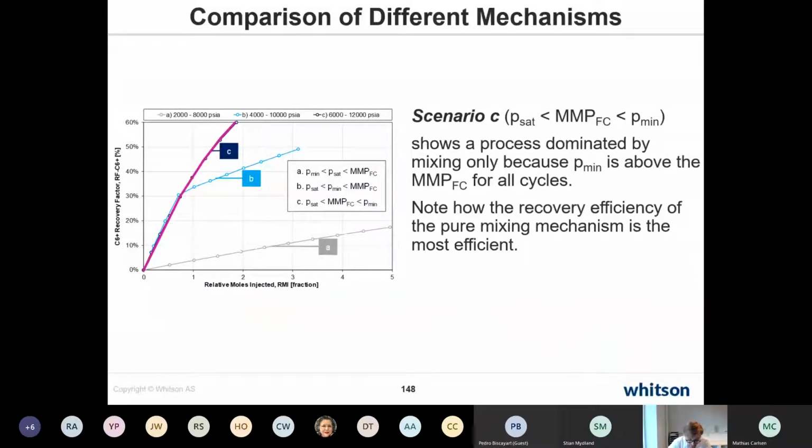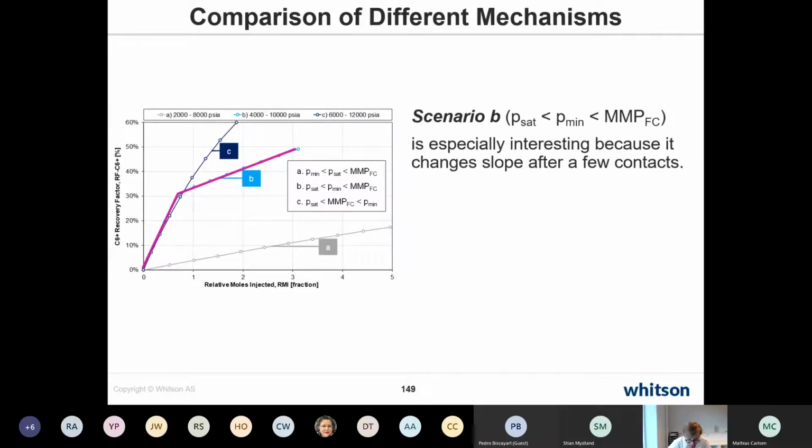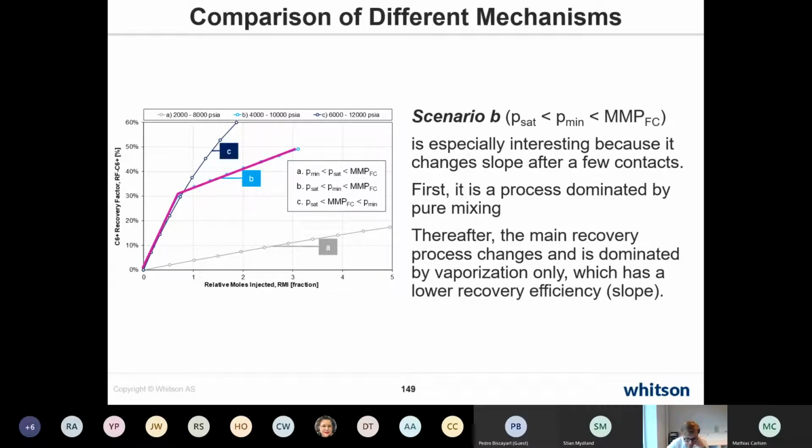The totally opposite case is a process dominated by mixing only. This is what we call pure mixing. Some people call it first contact, contacting the oil and gas. And that's because the production is happening above the MMP by first contact. And note how the recovery efficiency is the most efficient process. Scenario B is especially interesting because it changes slope after a few contacts. First it is a process dominated by pure mixing, and thereafter the main recovery process changes and is dominated by vaporization only, which has a lower recovery efficiency, or a lower slope.